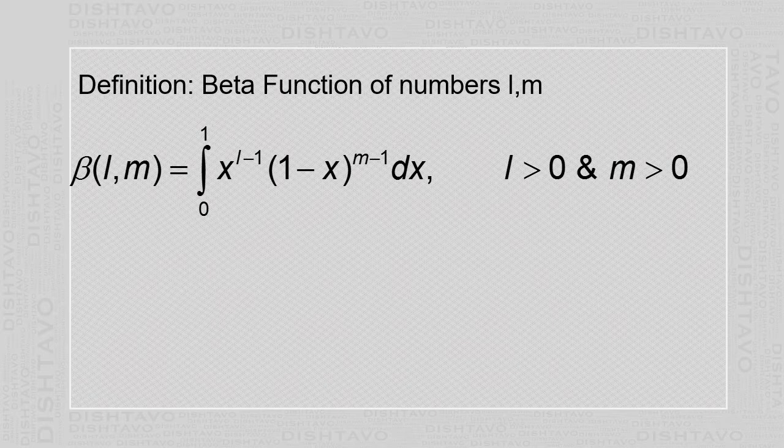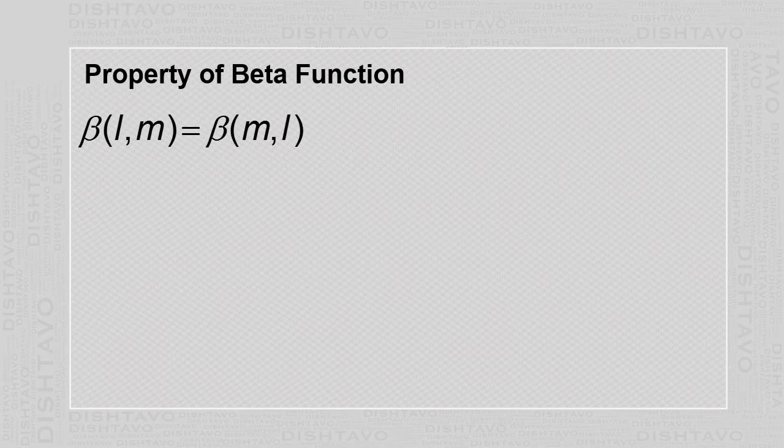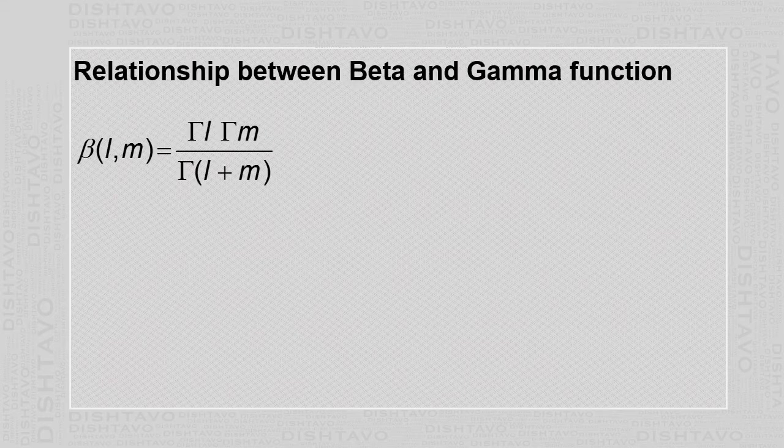Also, some integrals can be converted into this form, that is of the beta function, and hence its value can be found. The beta function has only one property, that beta of L comma m is the same as beta of m comma L. That means if you interchange those two numbers L and m, the value of the beta remains the same.